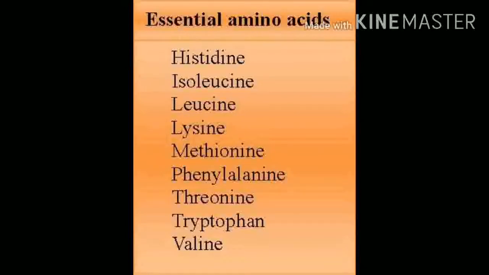First one, histidine. Second one, isoleucine. Third one, leucine. Fourth one, lysine. Fifth one, methionine. Sixth one, phenylalanine. Seventh one, threonine. Eighth one, tryptophan. Ninth one, valine. These are all 9 essential amino acids which are taken through only our food.